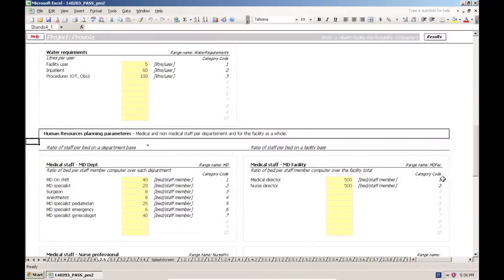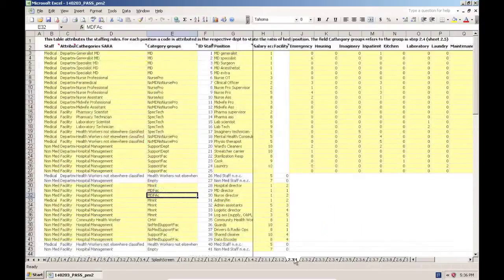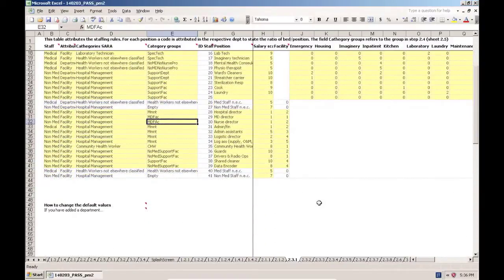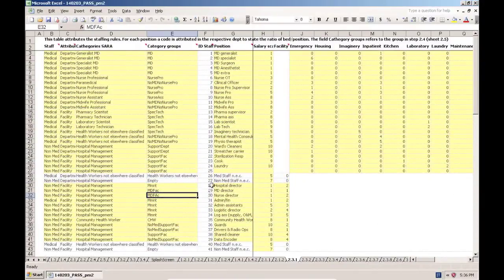You have only two codes, 1 and 2, and actually they are both 500, representing the number of beds for every medical director. For these two positions in particular, we want to be sure that there is only one medical director and only one nurse director, so that's why the ratio is so high. Voila, so this is the table where the default values are stored.